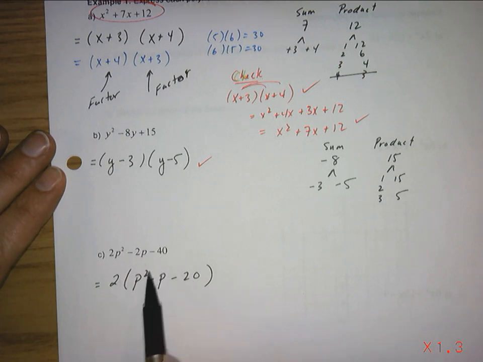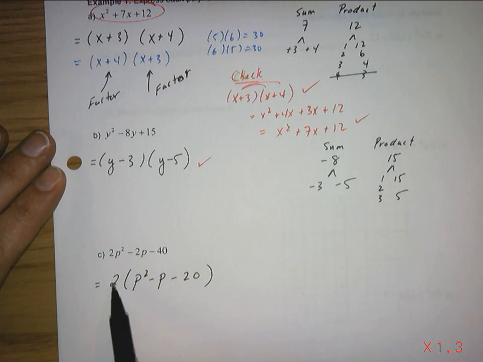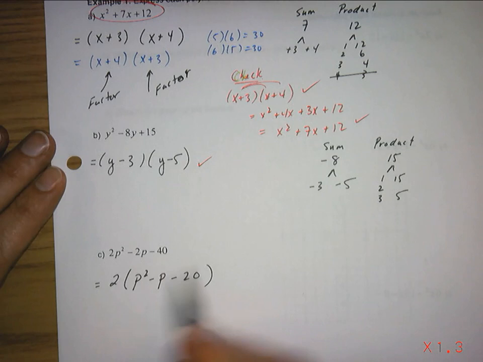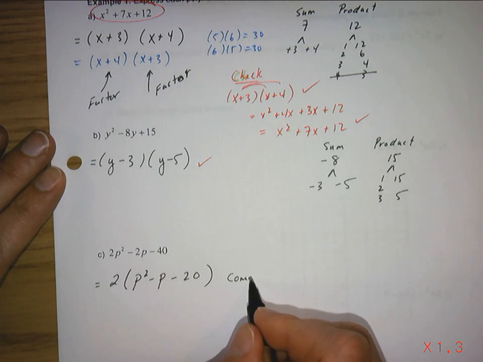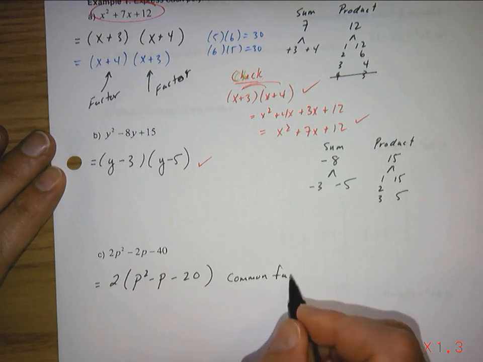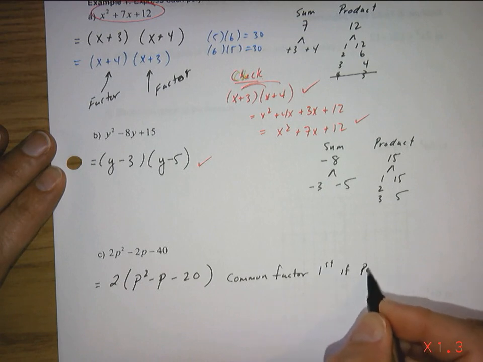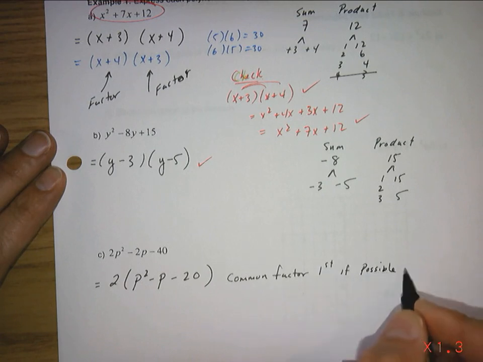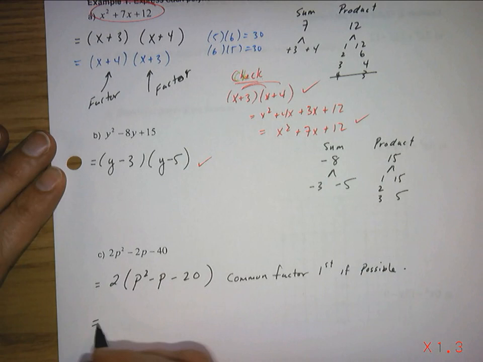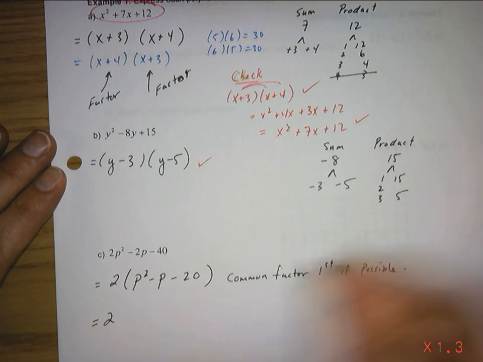Try going reverse to see if it's right. This will be 2 times p squared is 2p squared, negative 2p, negative 40. So this was common factor first, if possible. So we did. Now what we're going to do is we're going to factor the trinomial.